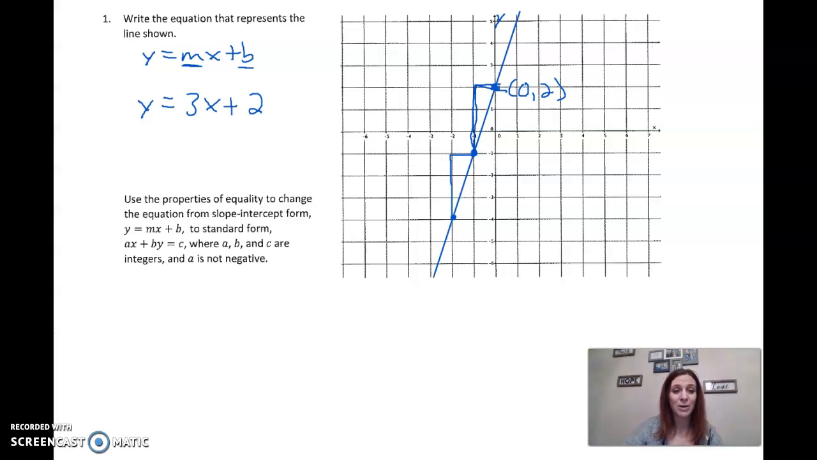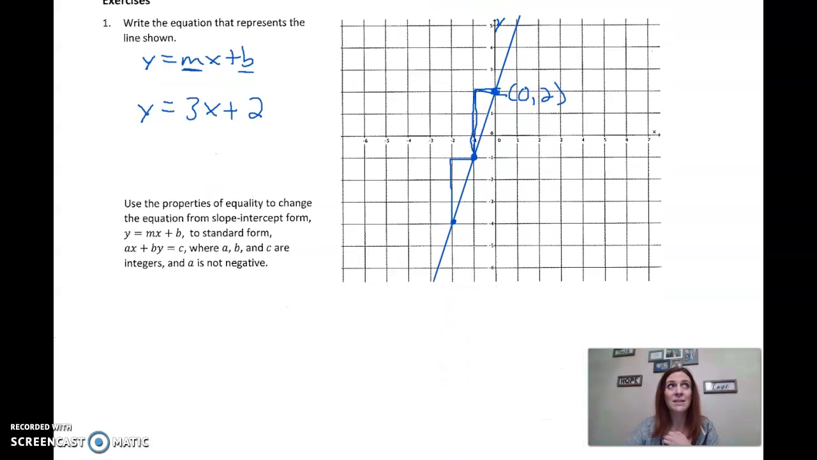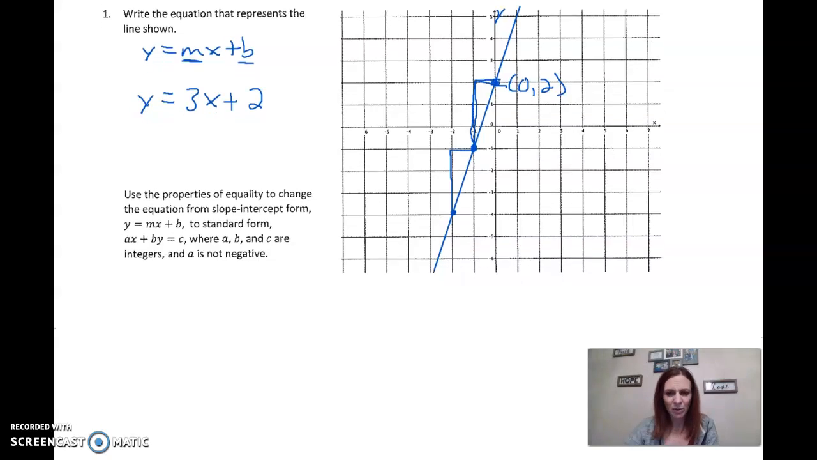But here's the second part. Using the properties of equality to change the equation. Basically, guys, we're just going to manipulate it and move things around. And it's going to be using all those properties that we learned before. Whatever you do to one side, do the other. If it's adding, you subtract. If it's multiplying, you divide. All those things. From slope-intercept form to standard form, where a, b, and c are integers and a is not negative. Hey, this is what we just wrote up here. So this is new, but you already know how to do it.